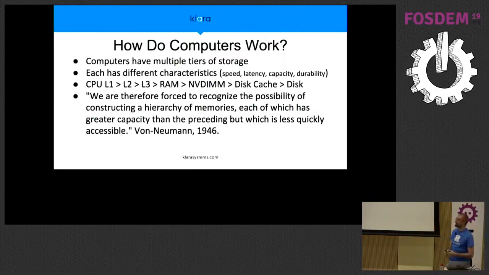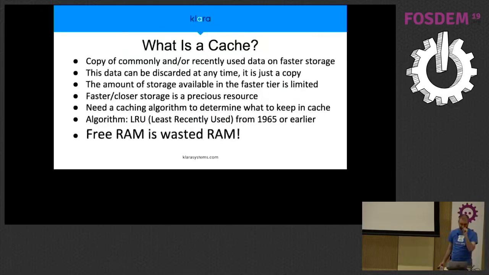So back in 1946, when describing computers, von Neumann said, "We are therefore forced to recognize the possibility of constructing a hierarchy of memories, each having greater capacity than the preceding one, but being less quickly accessible." So the point of a cache is to use that smaller but faster memory to keep the most commonly accessed data so that we spend less time going to slower storage.